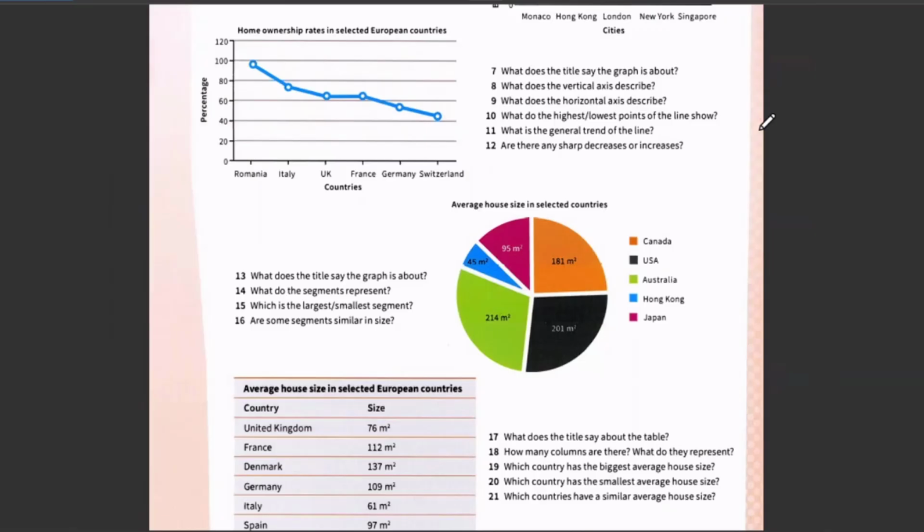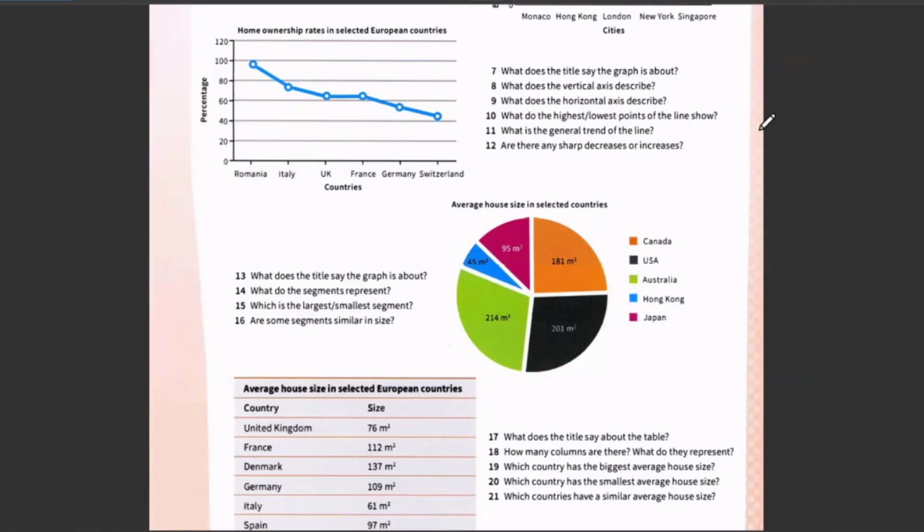Okay, number 15. Which is the largest and smallest segment? The largest segment belongs to Australia, having 214 meters square, and the smallest segment belongs to Hong Kong, which has 45 meters square of house size. Very good, excellent. Last one, number 16.